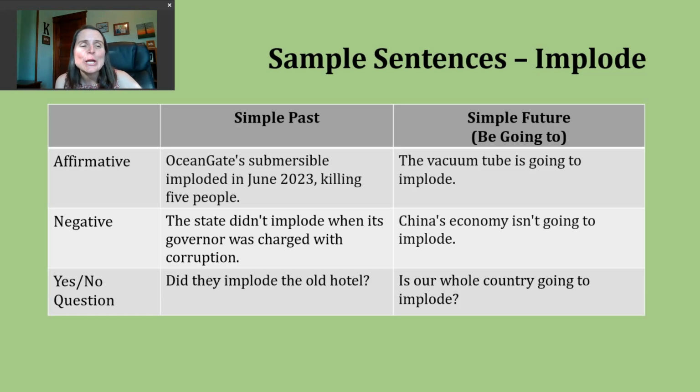Now let's take a look at the negative simple past tense. To do this, what we want to do is start with the subject, use did not, and then the base verb. We can also use the contraction didn't and then the base verb.